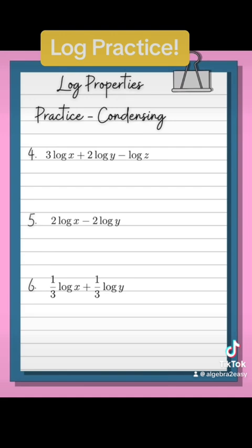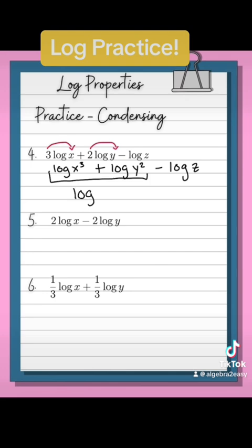So what I'm going to do first is move all of these coefficients and turn them into exponents. So this becomes log x to the 3rd power plus log y squared and then minus log z. Now when you're condensing, you can only condense 2 logs at a time. So we're going to do the first 2 that we come to and condense those. They're being added, so we're going to multiply the arguments. Log x to the 3rd y squared, and then we have minus log z.